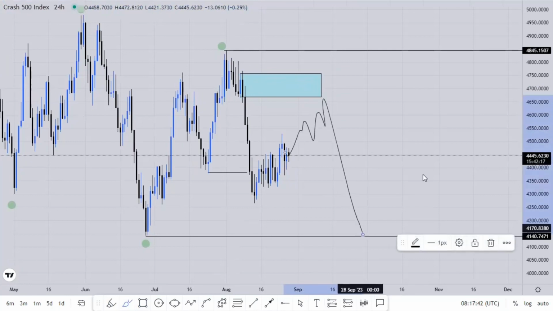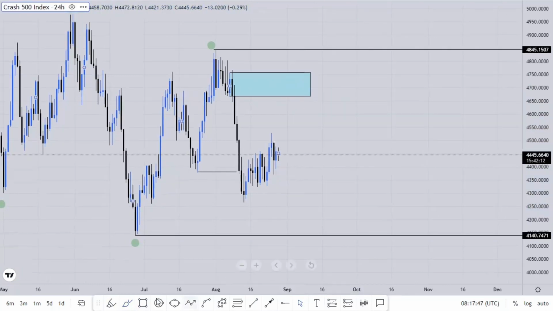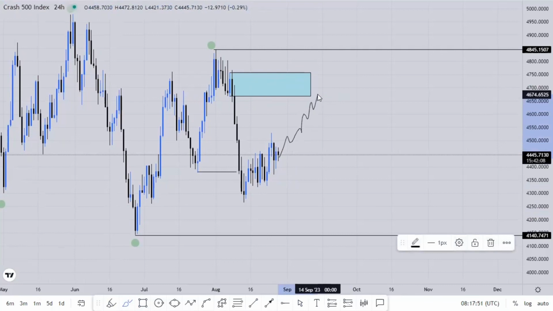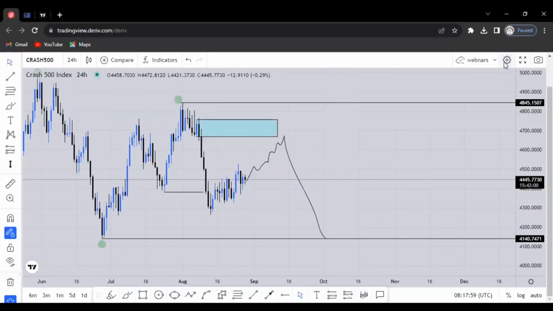So for this entire week, for the next coming days, it can actually be doing the pullback. Then maybe around next week, you'll see the drop from that premium zone there. That's what we might have next week on Crash 500.